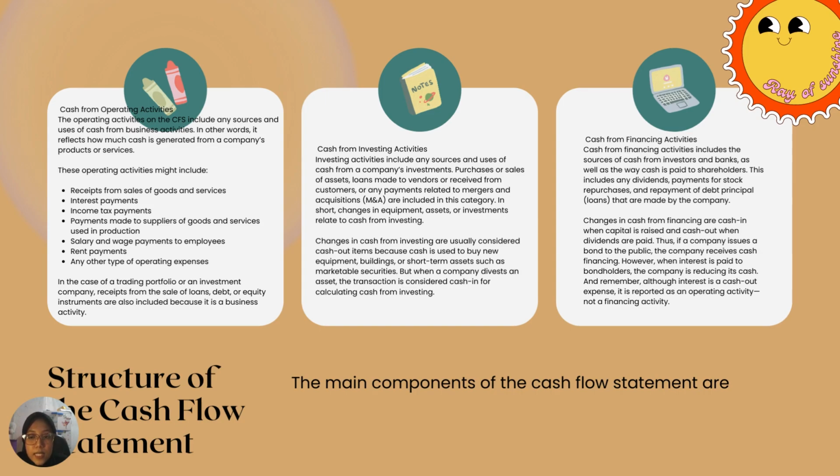Changes in cash from investing are usually considered cash out items because cash is usually used to buy new equipment, buildings, or short-term assets, such as marketable securities. But when a company disposes of an asset, the transaction is considered cash in for calculating cash from investing.